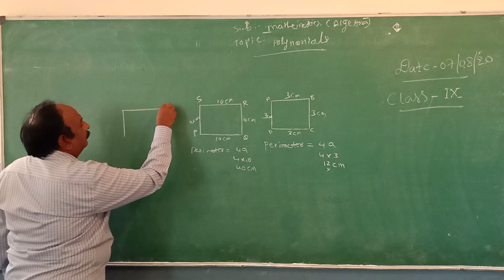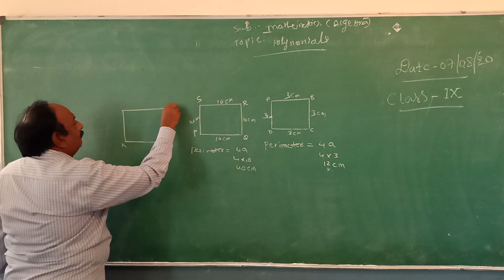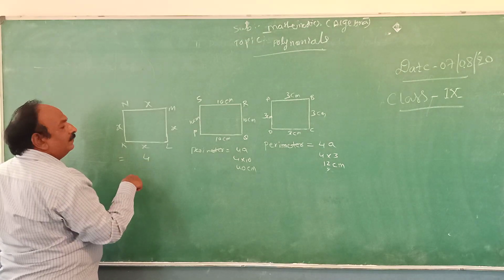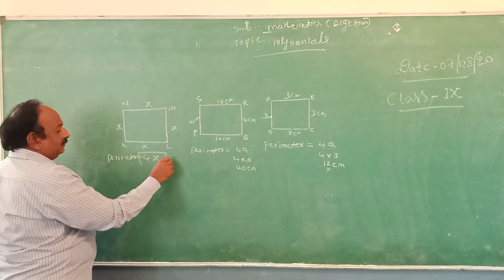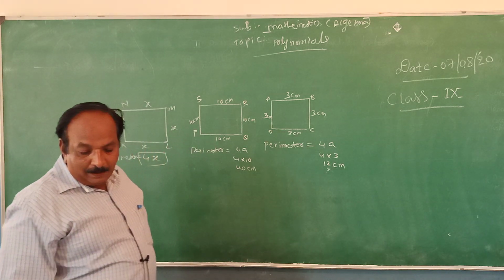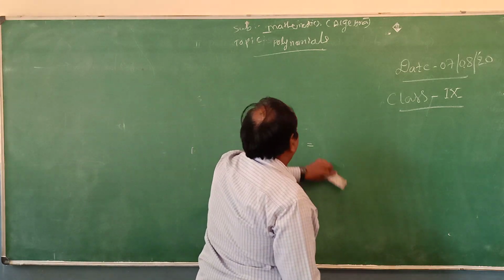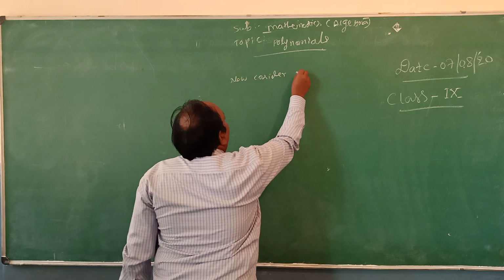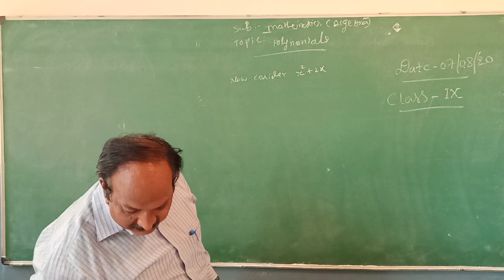Then, this is another square, KLMN, each side x centimeters. What is the perimeter of this square? The perimeter of this square is 4x. 4 into one side is equal to 4x. Now consider x square plus 2x.